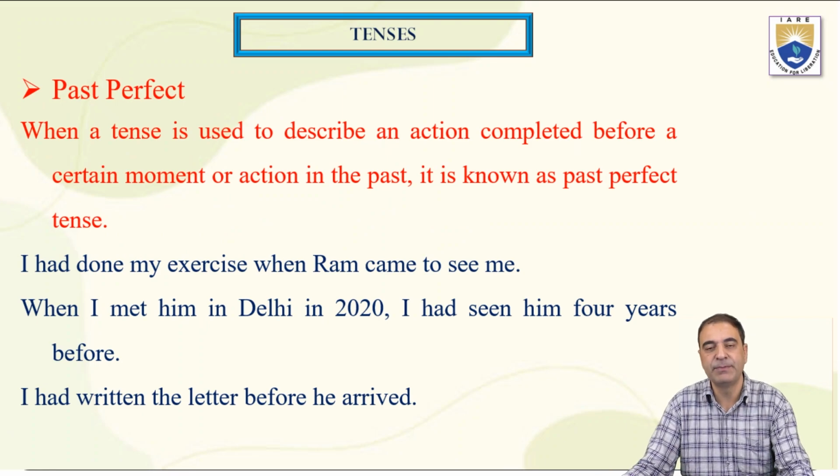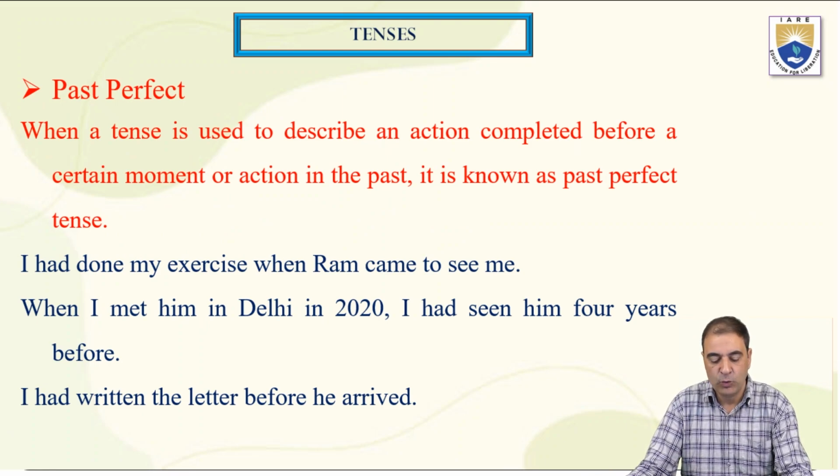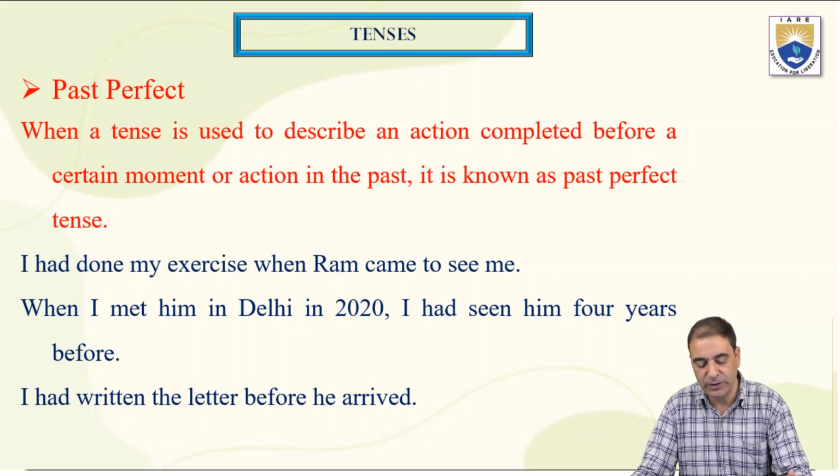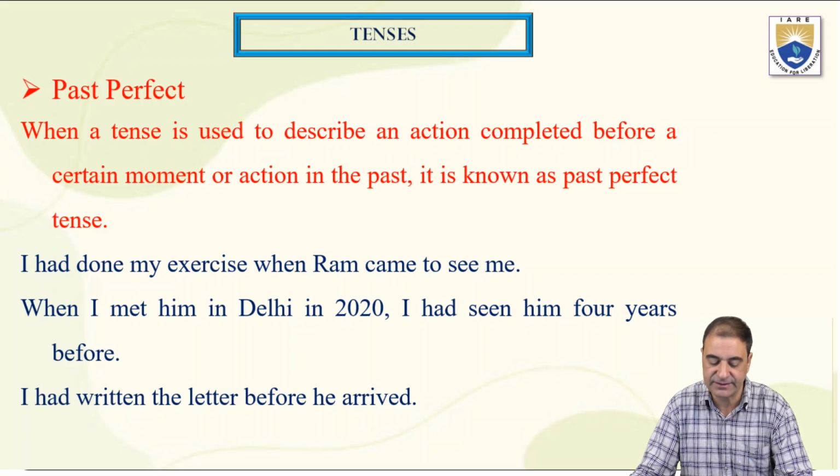And the next one is the past perfect. When a tense is used to describe an action completed before a certain moment or action in the past, it's known as past perfect tense.